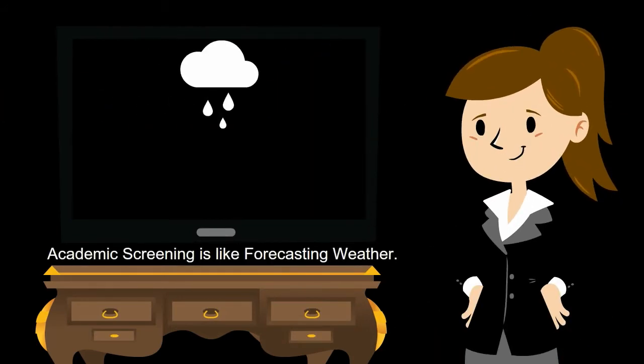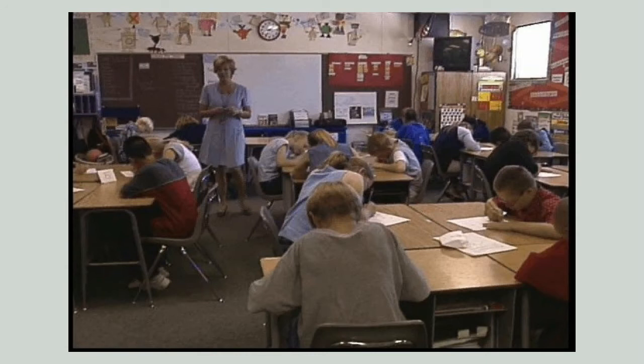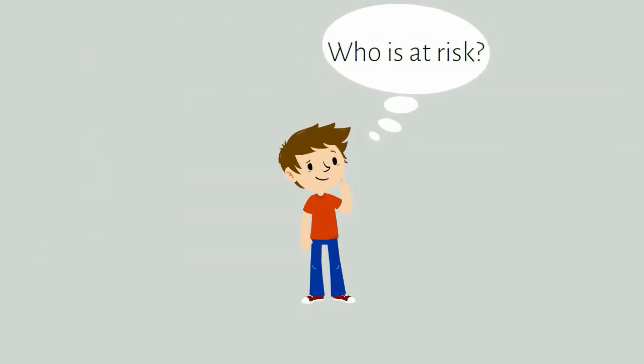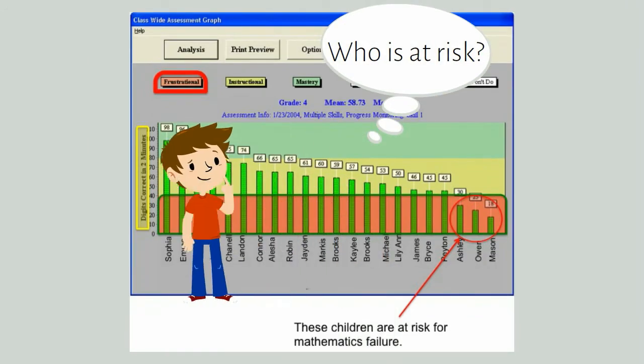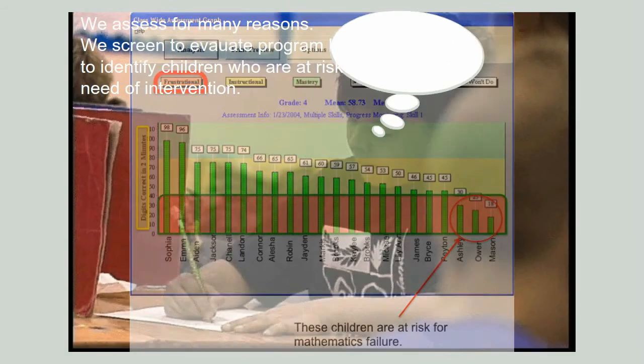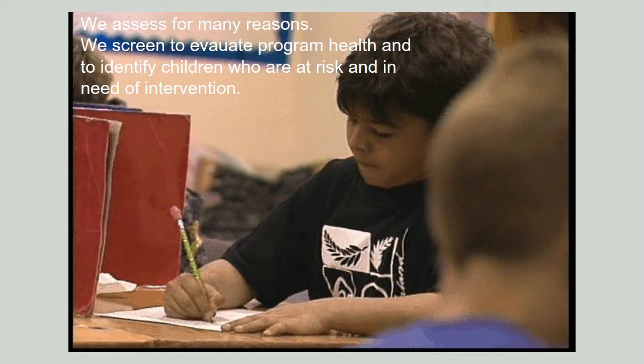Screening is like forecasting the weather. We can never have perfect prediction, but our goal is to make an accurate prediction so that we can make a difference for children. In academic screening, we want to know who is at risk, so we collect brief measures that forecast longer-term academic success. What I want to do in the next 5 minutes is demystify screening to help you screen smarter.